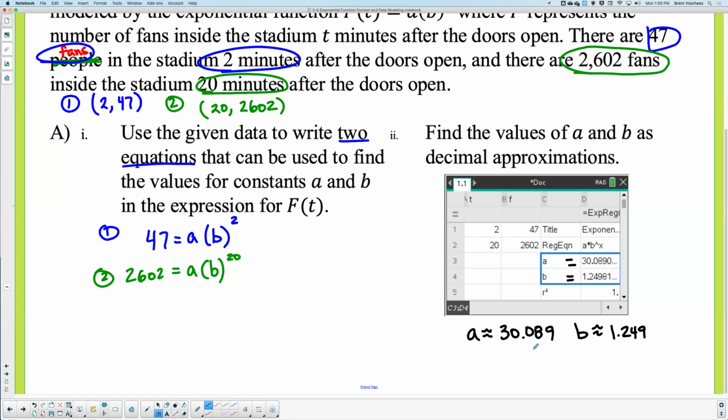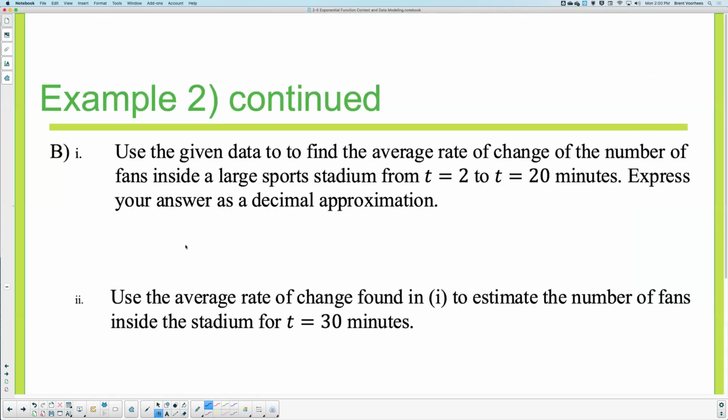Now on this free response question, again, this is free response question number 2. Part A is about writing a model. Part B is going to be about using the AROC. What did AROC stand for again? Average rate of change. So let's go to the next slide, unless anybody has a question over this. Anybody have a question? No, we're good? All right, on the next page, it gives us our part B.